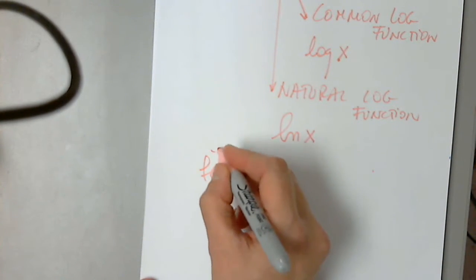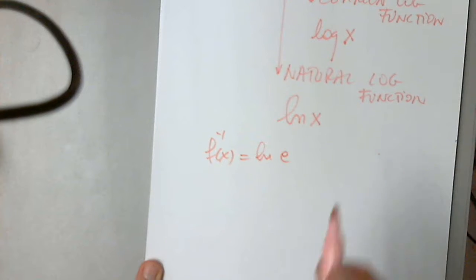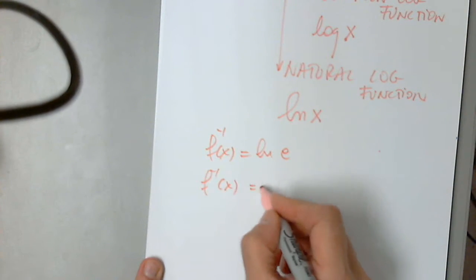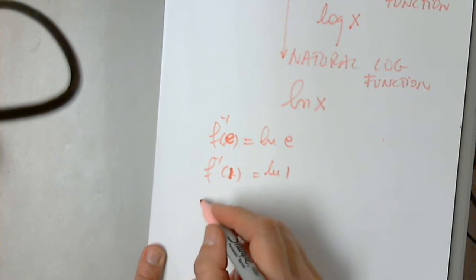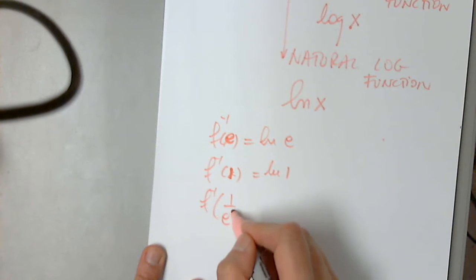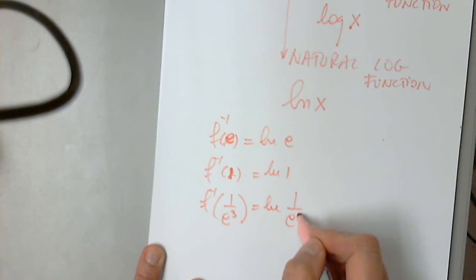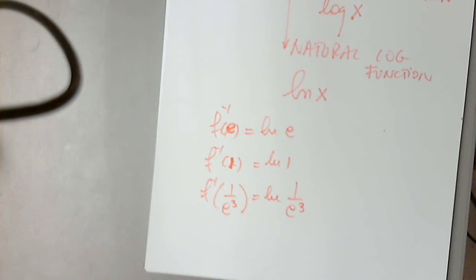So our f inverse is natural log. We want to find f inverse of e, which is natural log of e, of course. And this is of 1, natural log of 1. And the last one, f inverse applied to 1 over e to the third equals natural log of 1 over e to the third. We don't know the properties of the log function yet. Yes, please. Do those cancel out? ln over e. In a way, because they're inverses of each other, but not in the way I think you're thinking of, maybe.